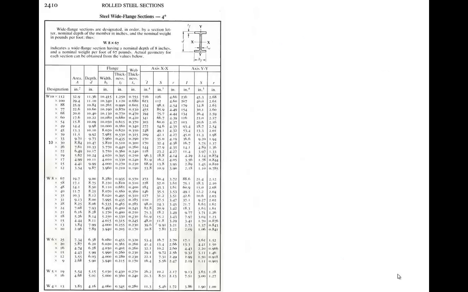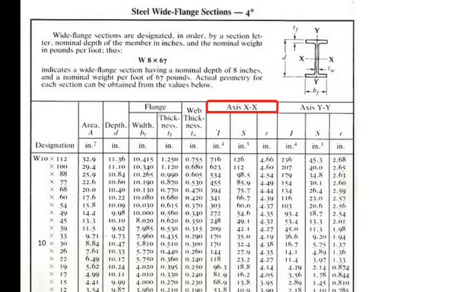Here is a page from the Machinery's Handbook showing a table of different size I-beams. Notice that it includes properties for bending about the x-axis, shown here, and properties for bending about the y-axis, shown here.